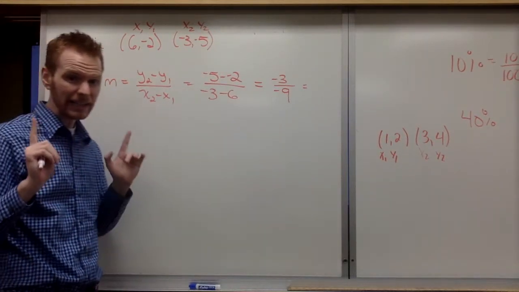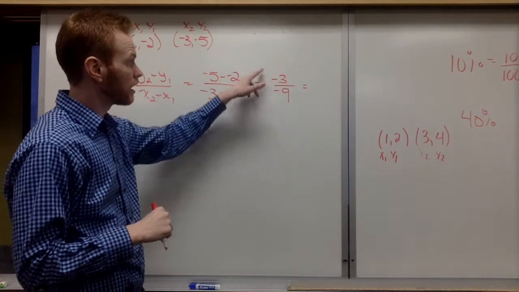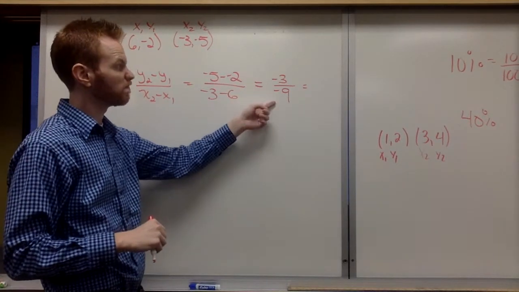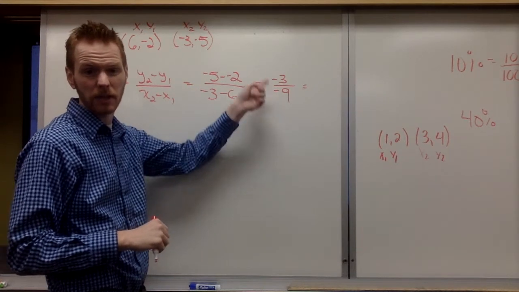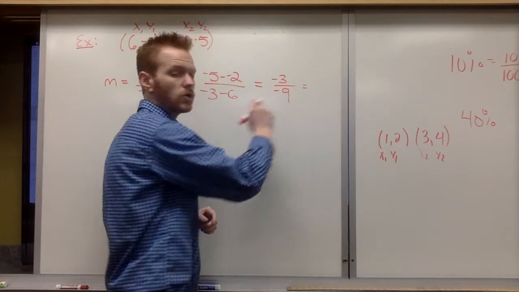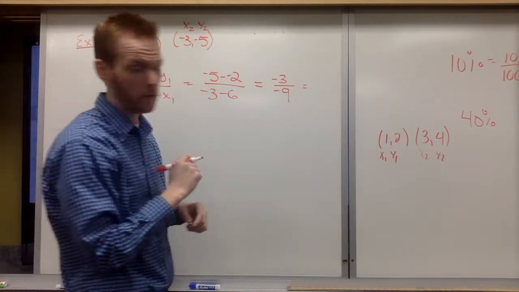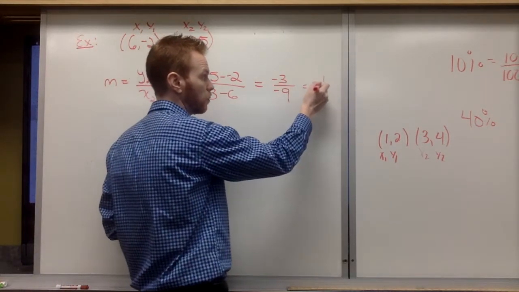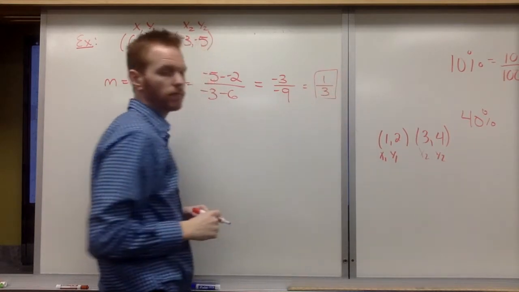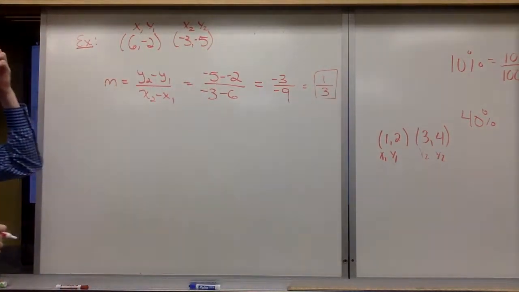I'm not quite done yet, all right? If I could reduce, I want to reduce. So this becomes a positive number because we have negative divided by negative, okay? And then what I can also do is reduce it. 3 can go into both of them. 3 can go into 3 once. 3 can go into 9 3 times. Okay? So my slope for this guy would be 1/3.